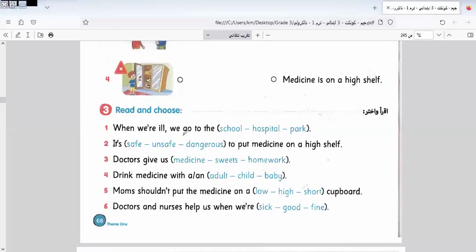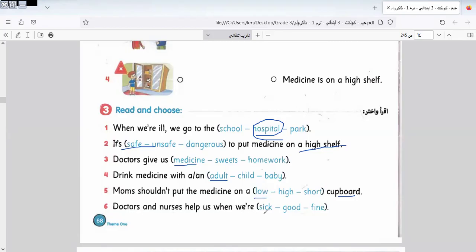When we are ill, we go to the hospital. Our clever pupils, it's a space to put medicine on a high shelf. I would like to hear you. You are saying, Miss Iman, safe, you are clever people. Doctor gives us what? Medicine. Excellent. Drink medicine with an adult. Excellent. Moms shouldn't put the medicine in a low cupboard, because what? Because it's dangerous for us to take it without the advice from the doctor.